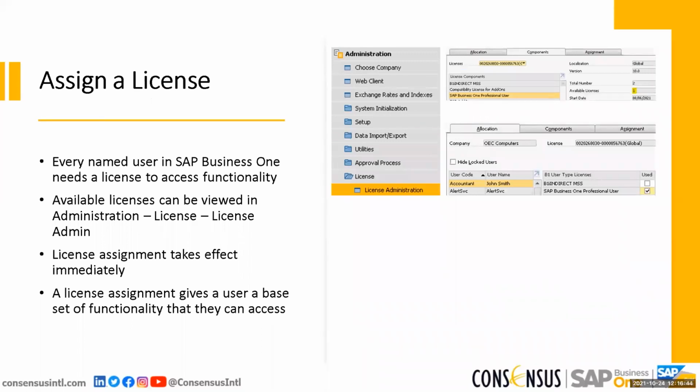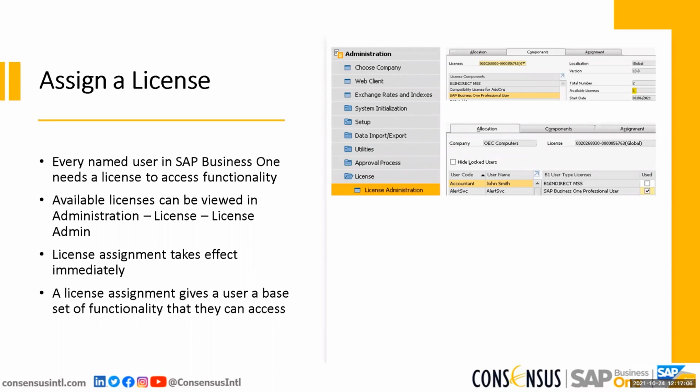The available licenses can be viewed in administration, license administration. The screen on the top right shows you the components tab, which tells you how many licenses you've purchased, installed into the system, when their expiration date is, and how many are available. Any license assignment you make takes effect immediately.